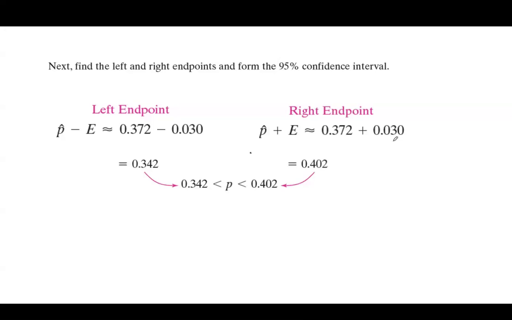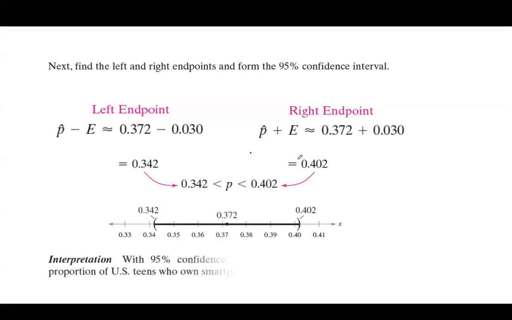You get 0.342 on the left and 0.402 on the right. So you can say that, hey, I am 95% confident that the population proportion of US teens who own a smartphone is a number in between these two. This is the proportion, 34.2% to 40.2% of US teens own a smartphone. I'm not sure which number it is, but I'm 95% confident about that. That is going to be a number in between these two.